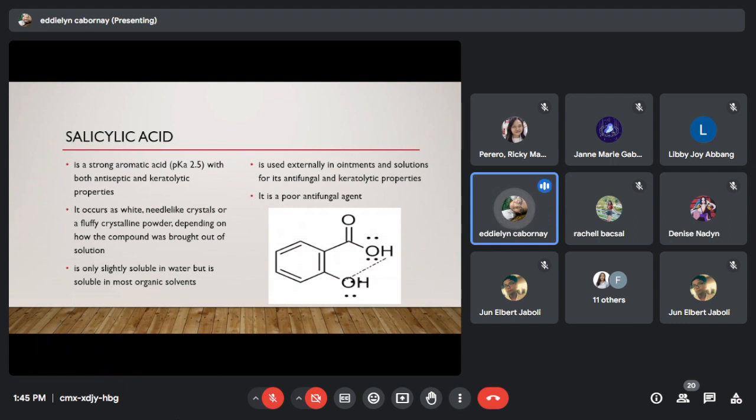It is slightly soluble in water, but it's soluble in most organic solvents. It is used externally in ointments and solutions for its antifungal and keratolytic properties. It is a poor antifungal agent. Okay, so we have this available in the market as a liquid.